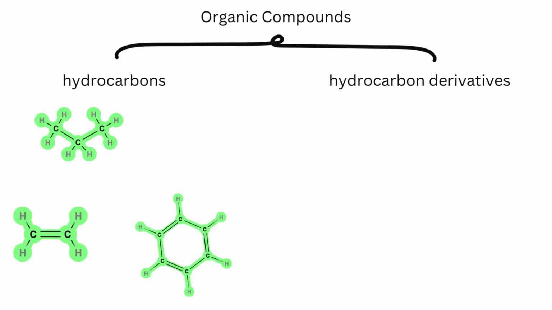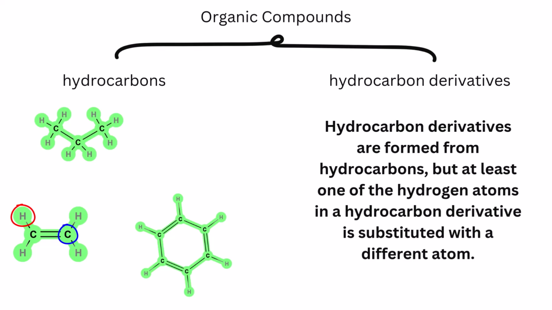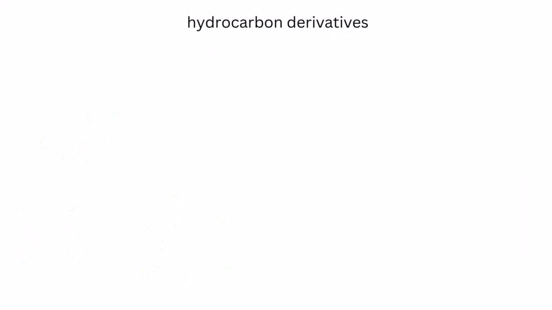So check out these diagrams of hydrocarbons. Simple, right? Just carbon and hydrogen. Now, hydrocarbon derivatives take it up a notch. Imagine a hydrocarbon where one or more of its hydrogen atoms gets swapped out for something else, maybe an oxygen, a nitrogen, or even a halogen like chlorine or bromine. That gives you a hydrocarbon derivative.